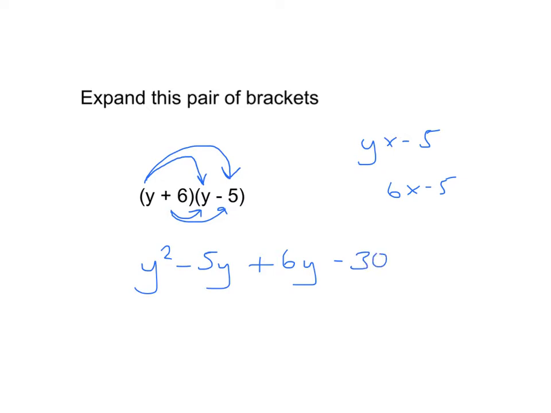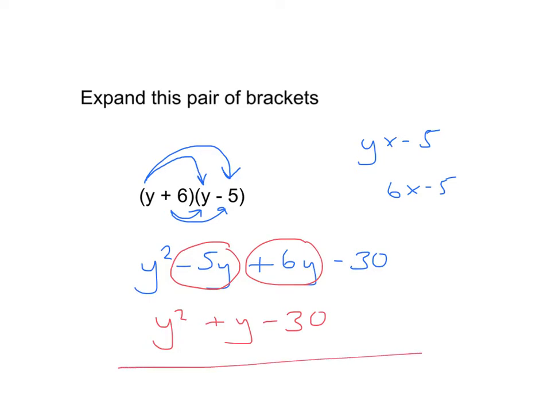Now we're going to tidy it all up. So I've got y squared, I've got minus 5y plus 6y, so I've got minus 5 and I add 6, that gives me 1, and then take away or subtract 30 as my last term, and that's it.